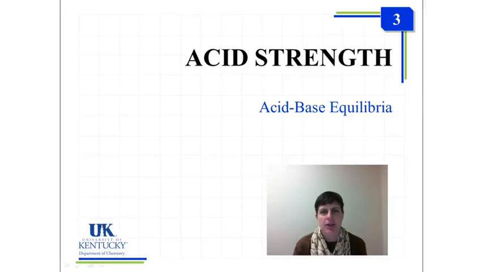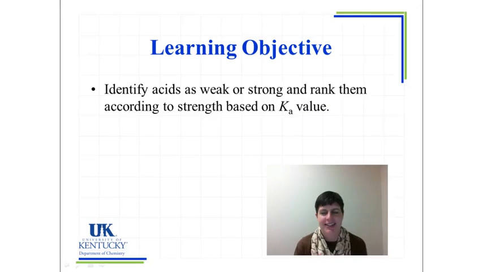In this unit, we are going to look at acid strength and comparing strong acids and weak acids. Our objective in this unit is to identify acids as strong or weak and to understand the difference in weak acids by comparing the Ka values.